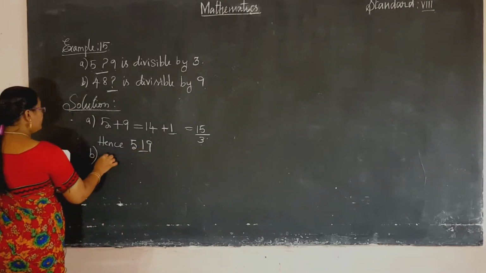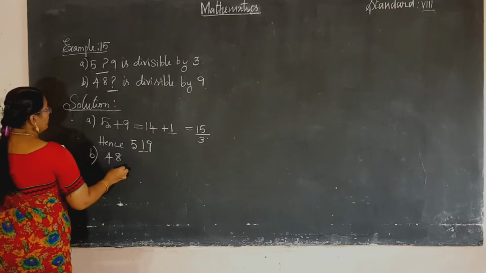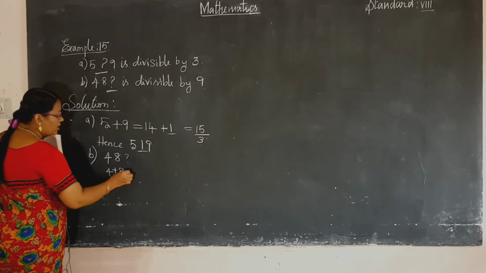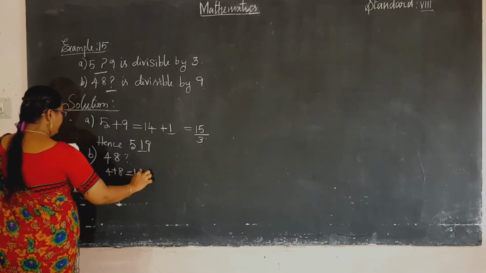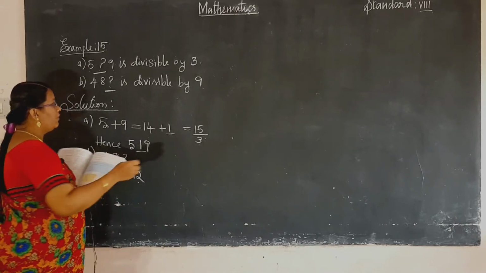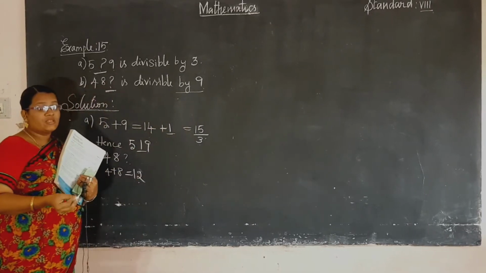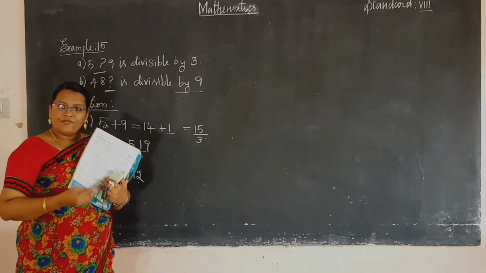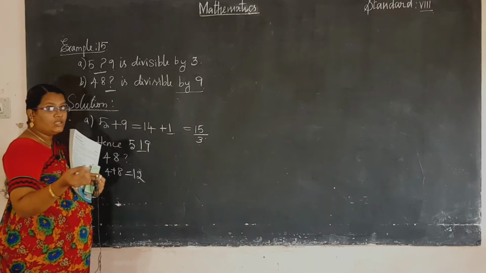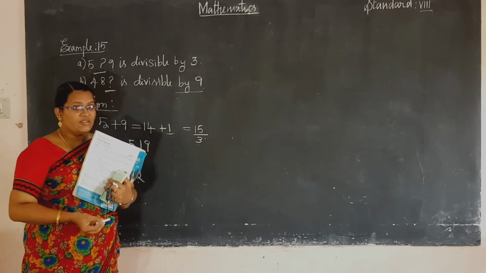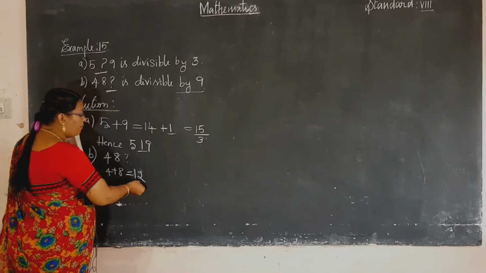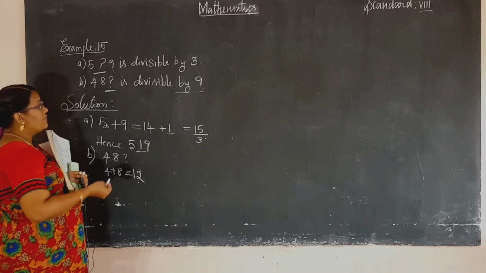And the second one, 48?. 4 plus 8 is 12. It is to be divisible by 9. What is the rule for the divisibility test by 9? The sum of the digits is divisible by 9. Here we add these two values and get 12, and 12 is not divisible by 9. So which least number do we have to add to get a number divisible by 9?